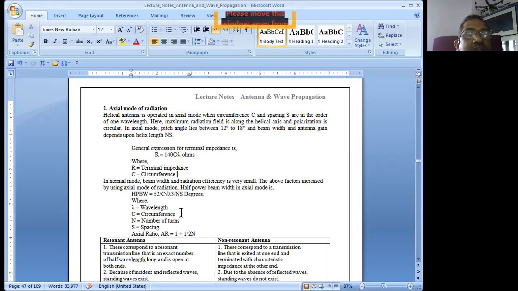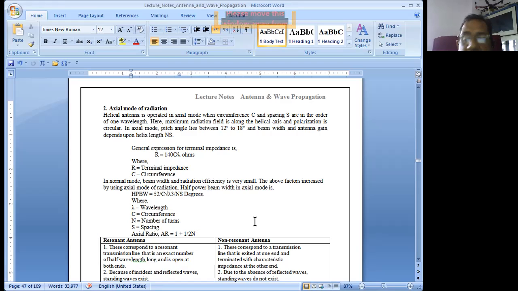This is the basic formula to get the half-power beam width, where C is the circumference, lambda is the wavelength, n is the number of turns, and s is the spacing between the two turns of the helix. The axial ratio is equal to 1 plus 1 by 2n.